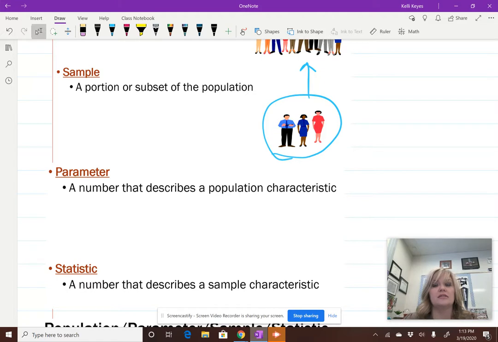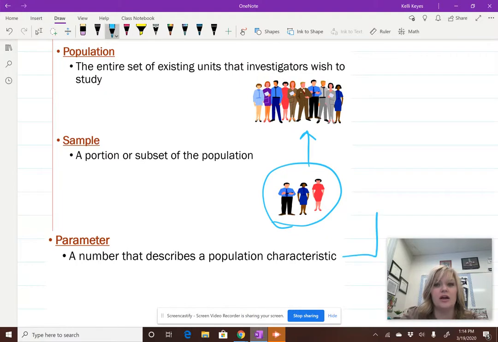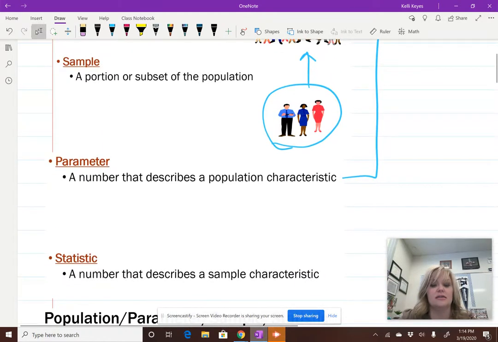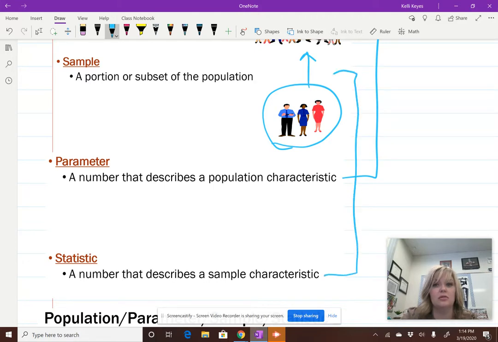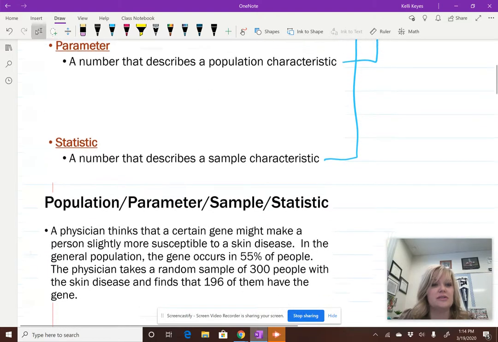Whether that's height or age or whatever it is we're wanting to know, okay? So parameter describes population. Those are linked, and that's nice because they both start with the same letter. And then a statistic is a number that describes a sample characteristic, so that goes with sample. So parameter describes population, statistic describes a sample of people. So that's how you can remember those, because they start with the same letter. So let's do an example of this.